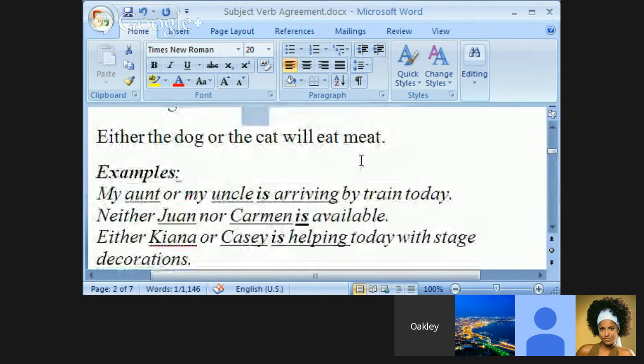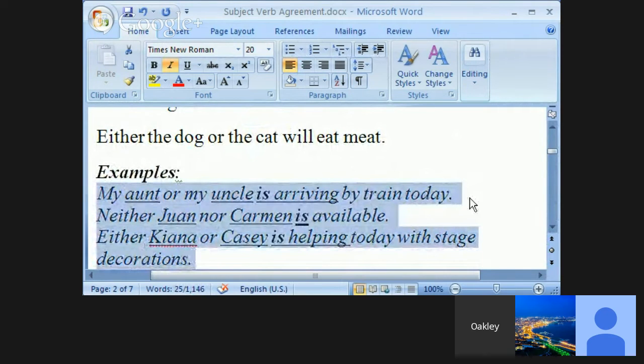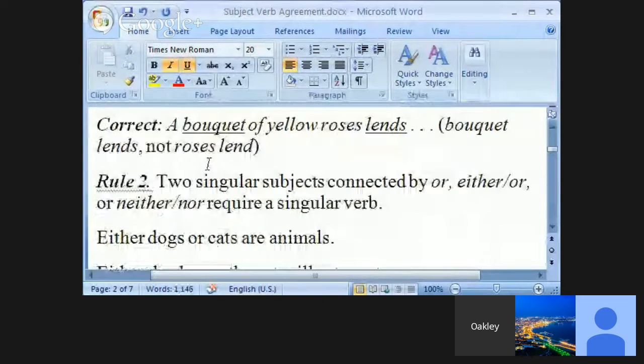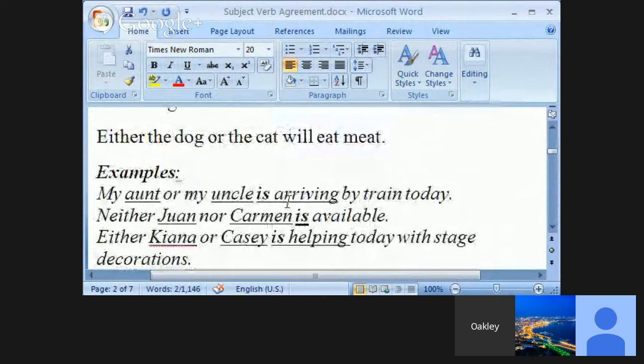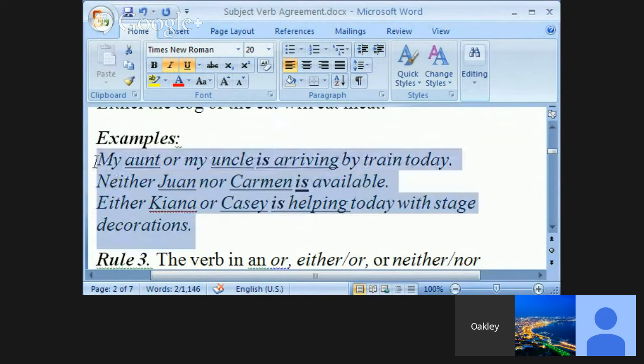Yes. Is this example correct or not? These examples, these are correct. Okay. These are correct, because as the rule states, both of them are singular subjects, so we use the singular verb. My aunt, singular, one aunt. My uncle, one uncle. Connected with or, is. Okay, so these are correct. Okay, teacher. Thank you. You're welcome.